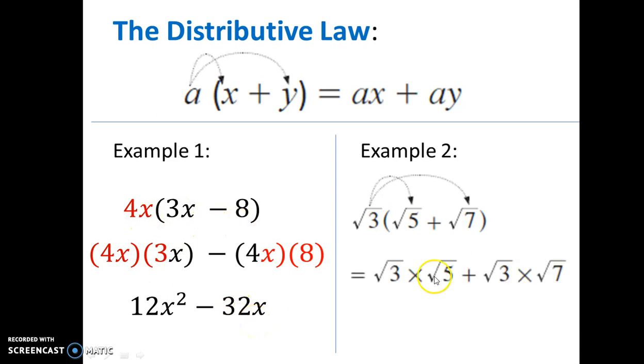On this side, same process, we do root 3 times root 5 and root 3 times root 7. The result is root 15 and root 21, because root 3 times root 5, you combine them into one root, 15, and root 3 times root 7, combine those into one root, 3 times 7, 21.